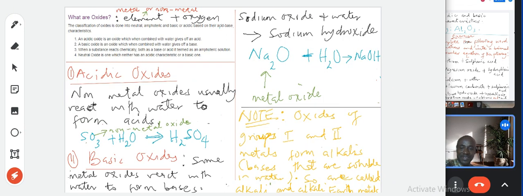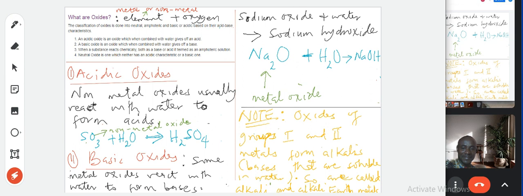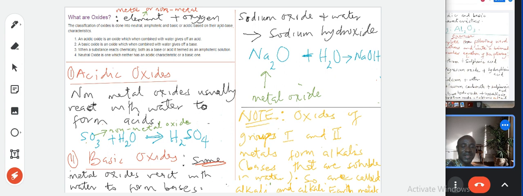Look at the definition. Go back to the previous page where I defined basic oxides. Some metal oxides react with water to form bases. Some, not all. I did not say all metal oxides. Actually, most metal oxides react with water to form bases. But there are some metal oxides that are both bases and also acids.